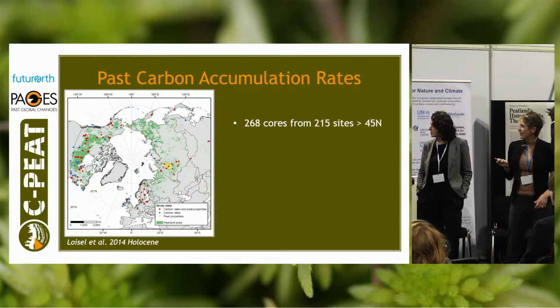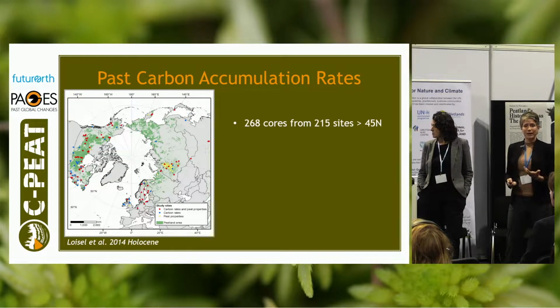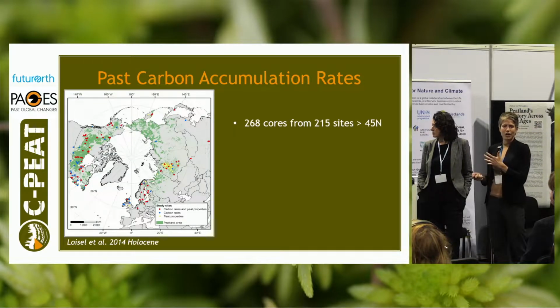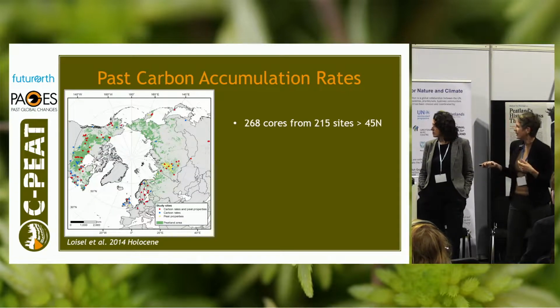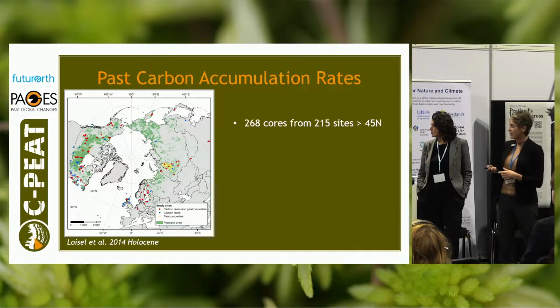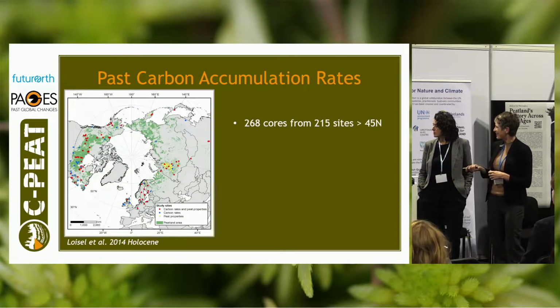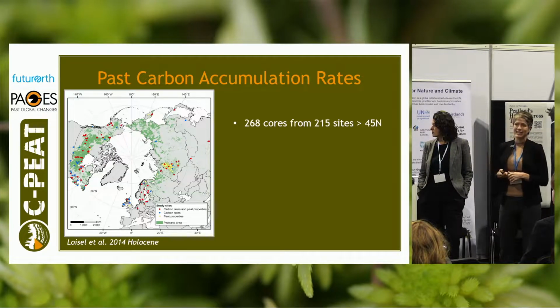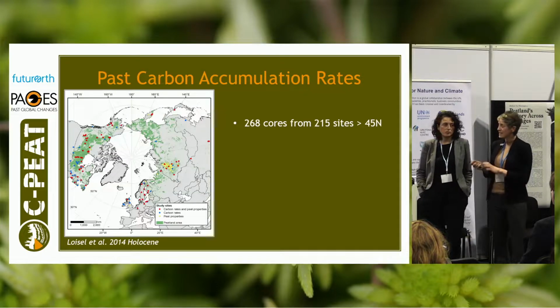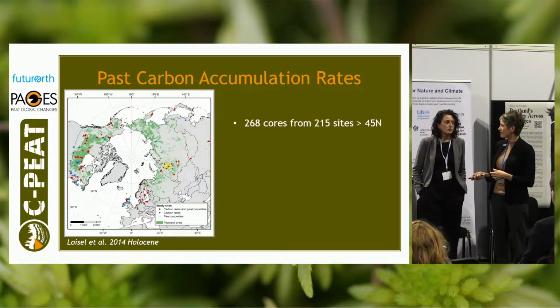And here I want to show you an example of how we can utilize a lot of the paleo information to inform not only how much carbon is in those peatlands, but when the carbon was accumulating through time. This is a synthesis that we ran through C-PEAT many years ago already. This one was utilizing 268 cores. This is only the northern hemisphere, north of 45 degrees.